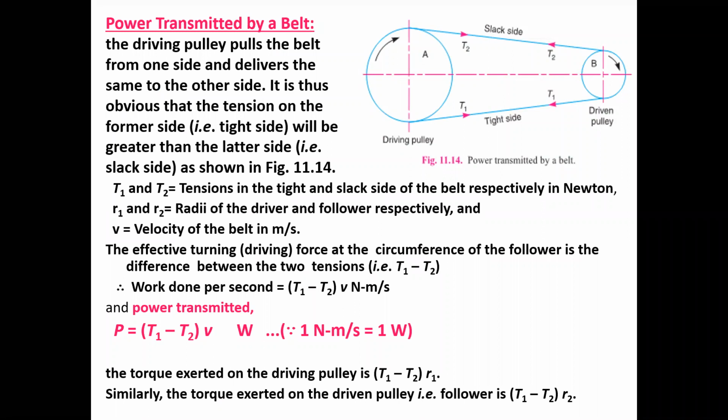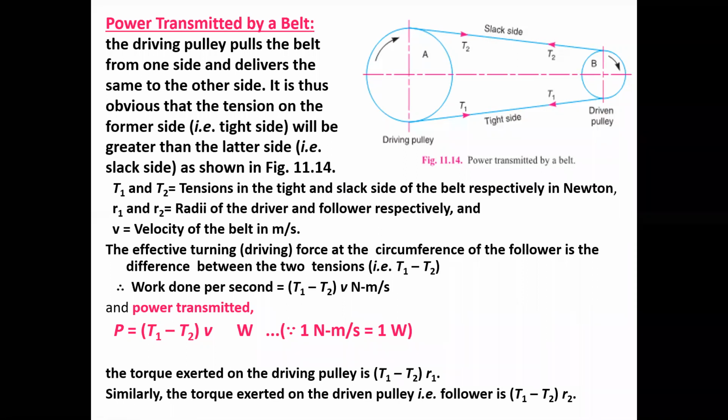Now going to the next one: power transmitted by a belt drive. So how do we find the power for our belt drives? It is simply a small formula. Before writing the power, first we take the work done per second. Just observe that. In this, how we calculated the power of the belt drive.